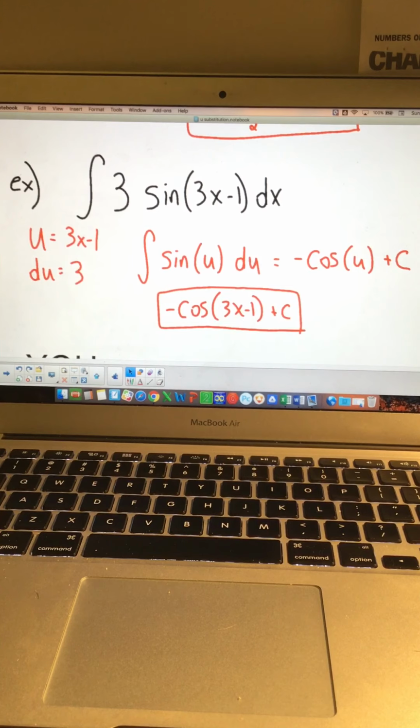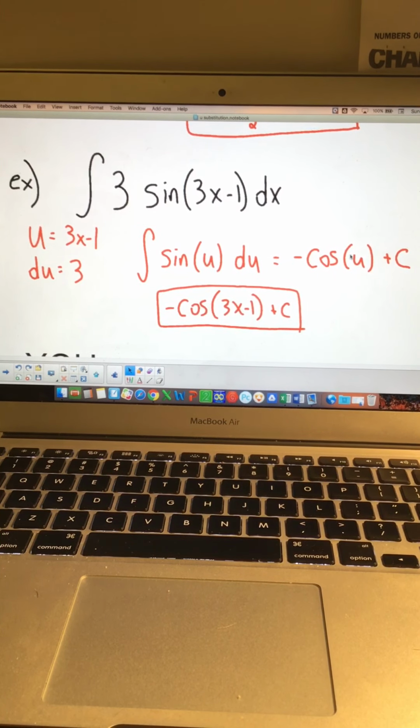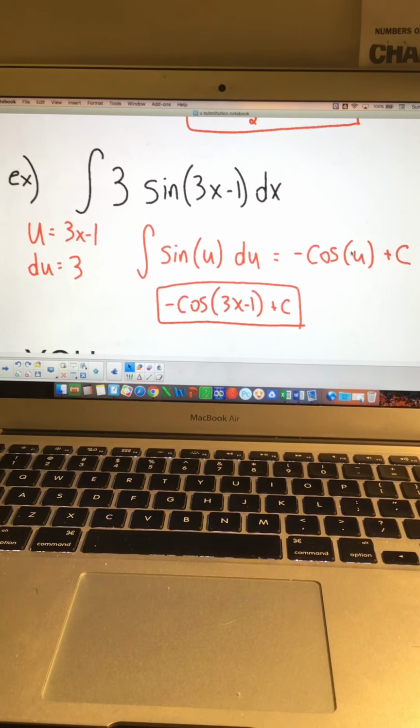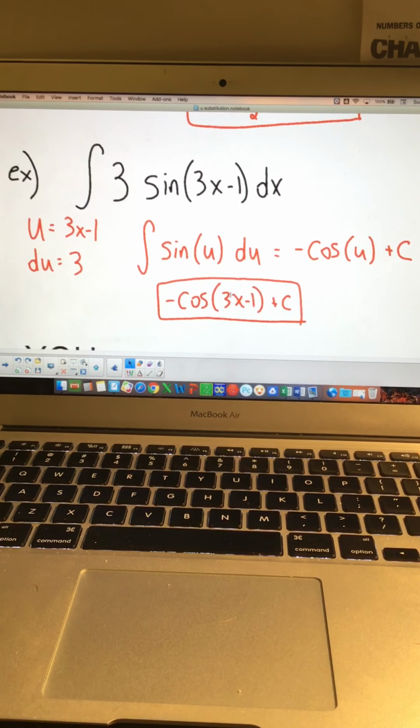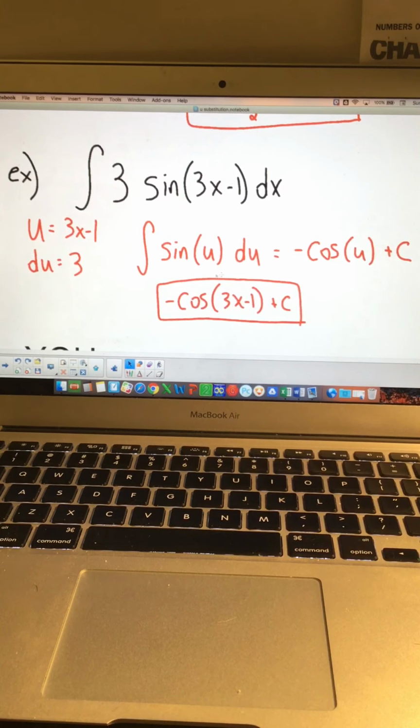Integral of sine is negative cosine of u. We don't have to put it over the imaginary 1, right? Normally we put it over the imaginary 1. We don't have to do that here because we've realized it doesn't affect us. Replace u at the end. So this would be our final answer.